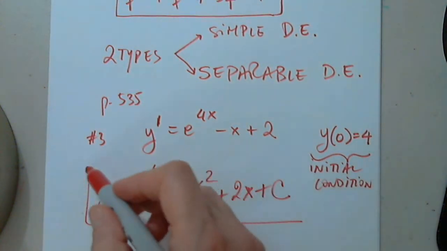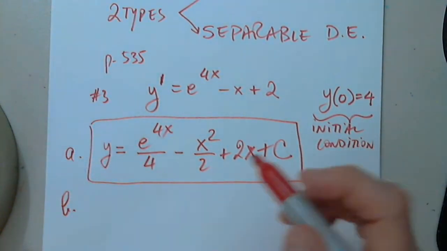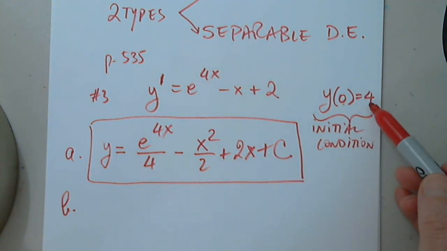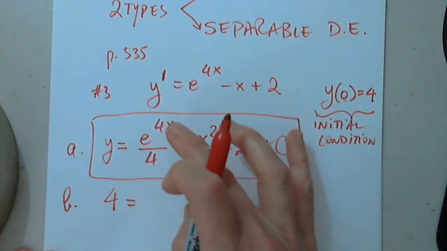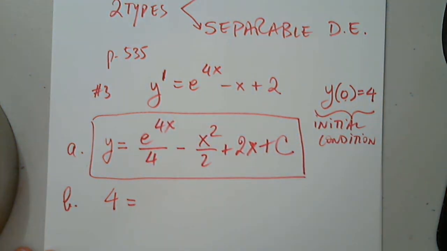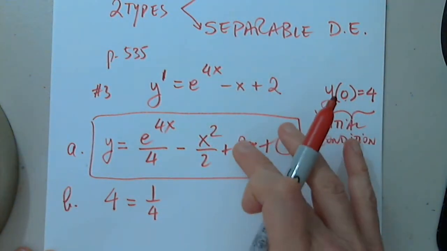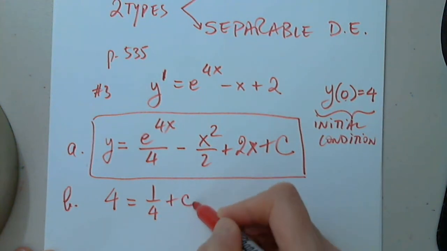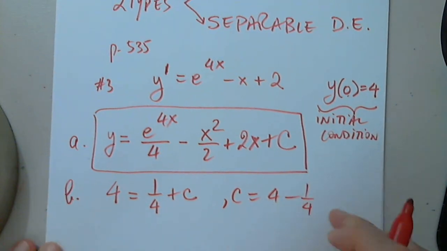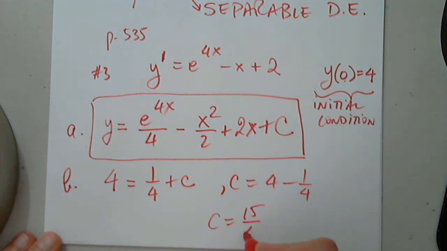This is the most general solution, right? But now they also want, so this is part A, and in part B, they're asking us to find that particular one. No problem. I plug in 0 everywhere, and the result has to be 4. So 4 equals, when I plug 0 in here, how much is this? 1/4. Very good. And when I plug in 0, this is gone. This is gone. That's plus c. So c will be 4 minus 1/4. The least common denominator is 4. 16 minus 1, 15. So 15/4.